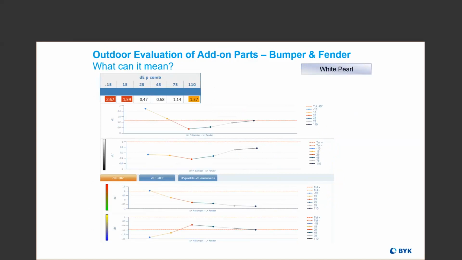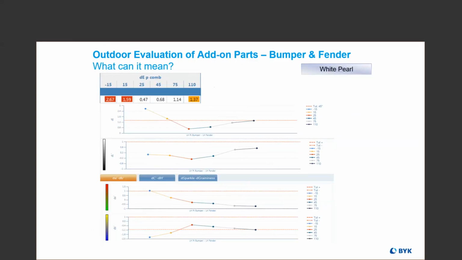So what does all this mean? Why do we need to observe these parts, these vehicles at different evaluation angles? Why do we care about evaluation angles? Well, it's because two panels or two parts could be a good match at one evaluation angle, but not at another.